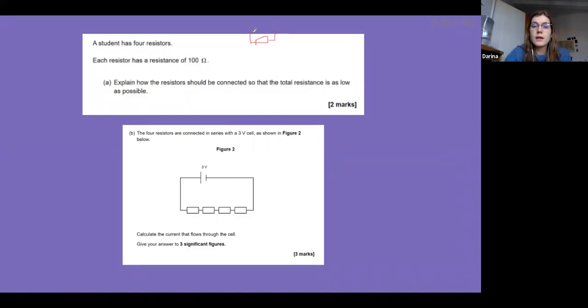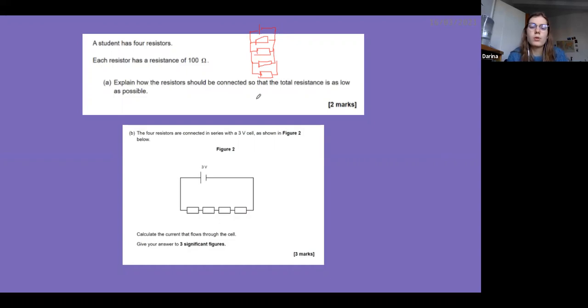So you have 1 resistor here in parallel. Here's your battery at the top. And we repeat it for every single resistor, because then our resistance will be as low as possible because the current has the most paths to choose from, and that is going to make the current higher and the resistance lower. Okay, so they should be connected in parallel, like in the diagram that I've drawn. Moving on to have a look at question B.